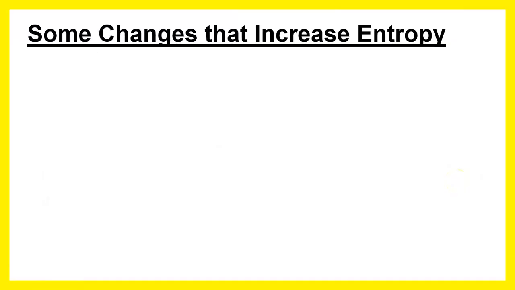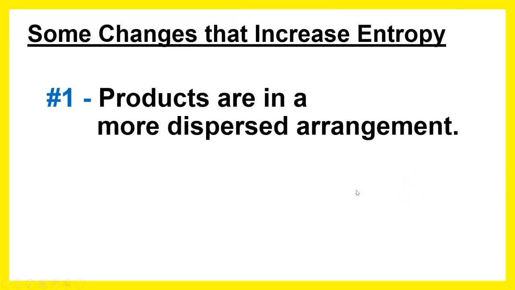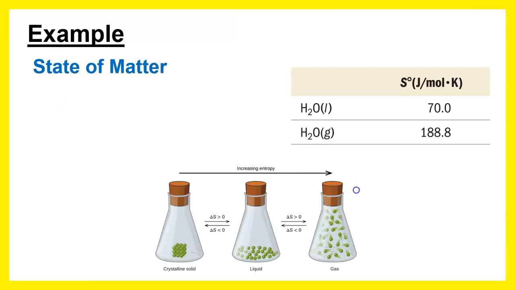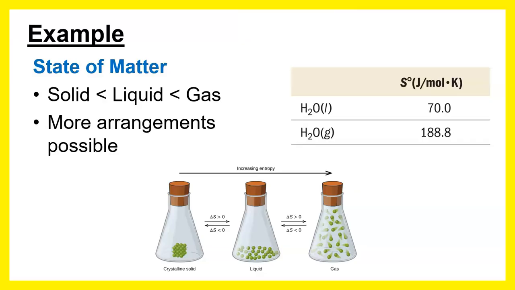Switching gears, let's go back to some concepts for a minute. Let's think about some of the things that would result in an increase in entropy. So having our products in a more dispersed arrangement, and that can mean a variety of things. For example, it could mean going from a solid to a liquid to a gas. You're going to have way more arrangements as those particles can spread out.